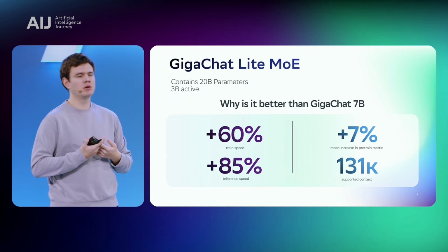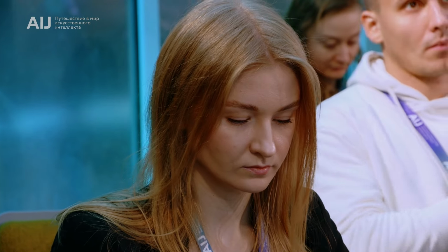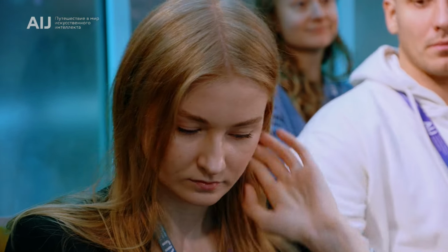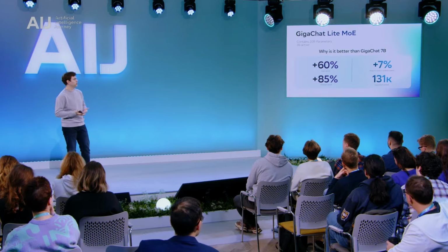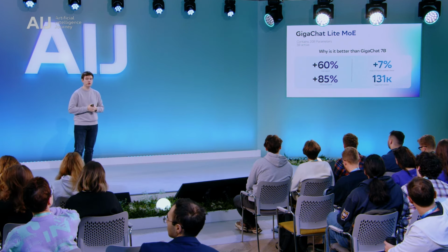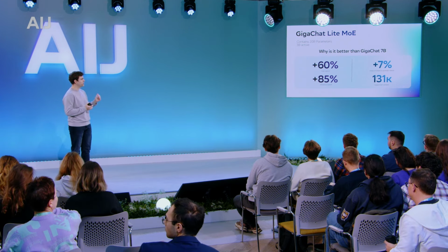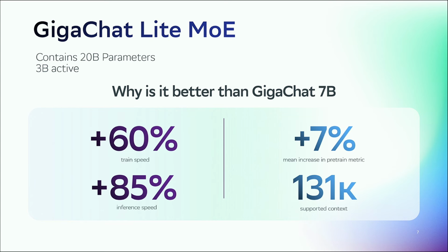What happened to that architecture? Let's start with our smallest model, which is called GigaChat Lite. The Lite model had a transformer size of 7 billion parameters, GigaChat 7b. And we trained a mixture of experts model using only 3 billion active parameters, and all in all there are more than 20 billion parameters, but we're not using all of them.